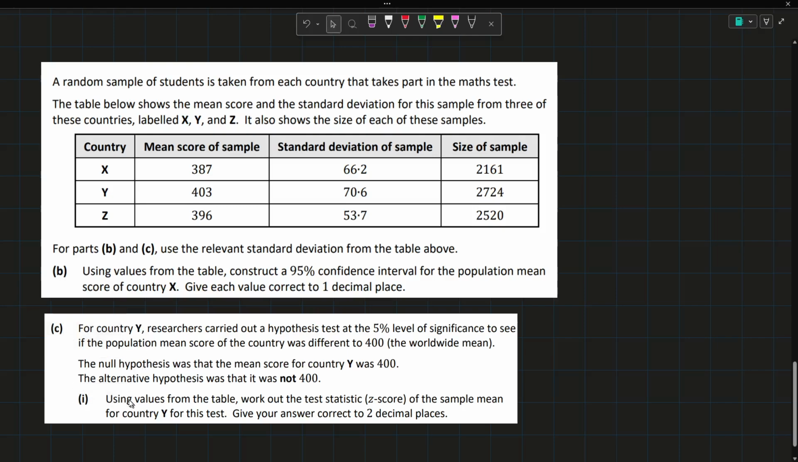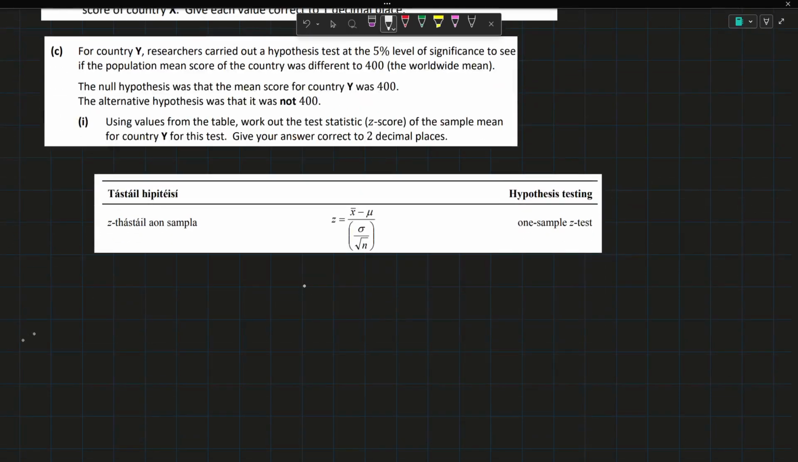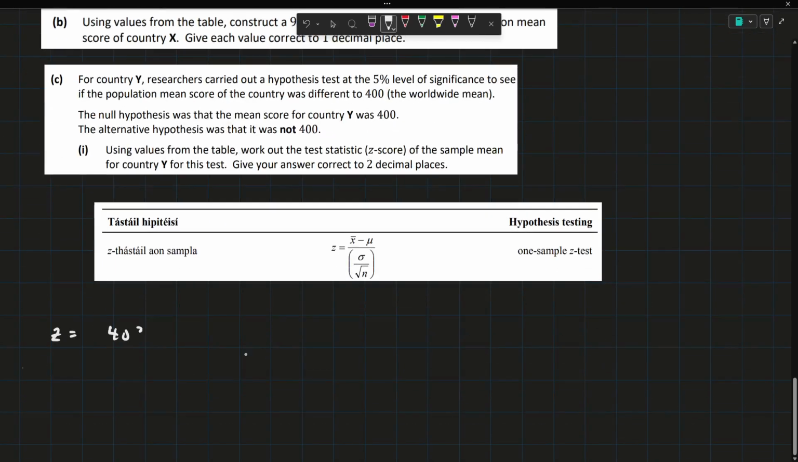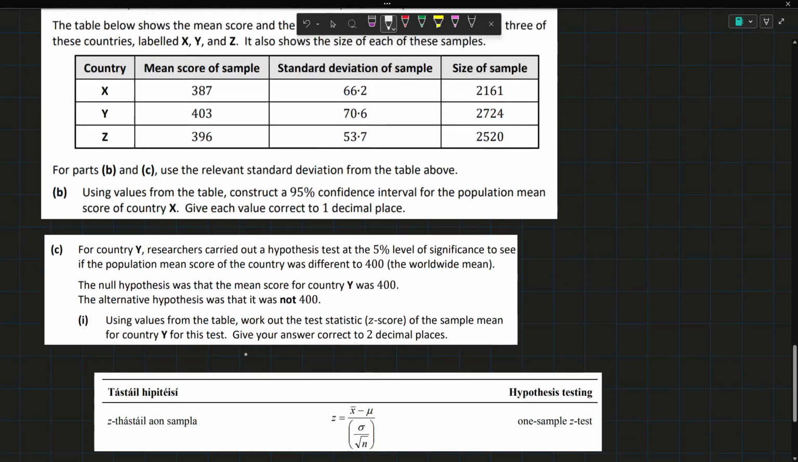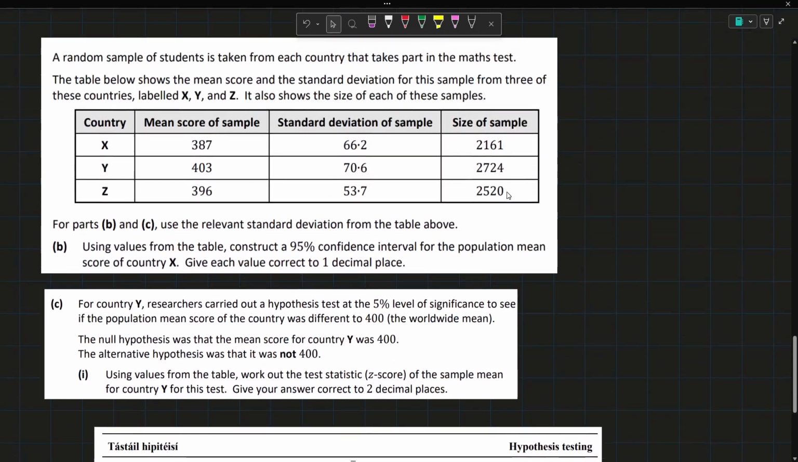Then in part C, part 1, we're told to find the test statistic, or the z-score of the sample mean for country Y. So for country Y, we have this information, and because we have a sample mean, we're going to use this formula for hypothesis testing. It's the z-score for a sample. So we have that the z-score will be equal to x bar, so that's for Y. So that'll be 403 minus the actual mean, which we're told is 400 for the worldwide mean, which is what we're comparing it to, divided by the standard deviation, which is 70.6, and then divided by the square root of the sample size, which in our case is 2724.